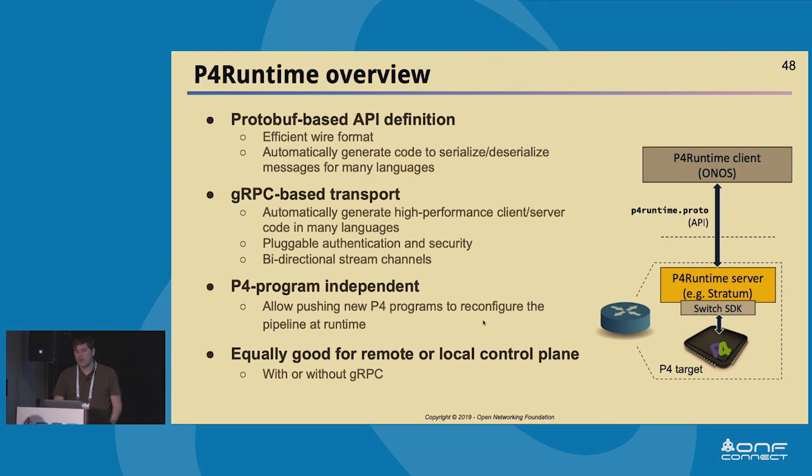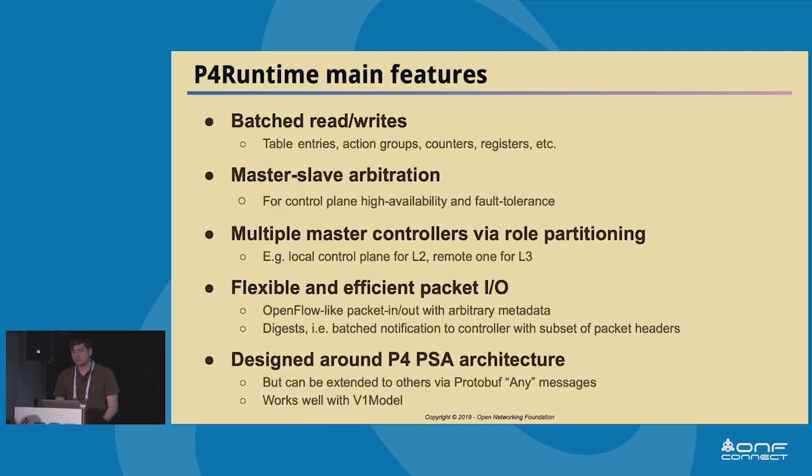It is P4 program independent, meaning the API supports pushing new P4 programs at runtime to reconfigure the pipeline. And the API is not designed just for SDN and remote control planes, but the same API can also be used to implement a local control plane, so a control plane that runs inside the box, inside the switch. And this can be done with or without gRPC. So gRPC is an option as a transport, but you also have other options, especially if you want to run your control plane inside the box. Maybe these options are a bit more efficient than gRPC.